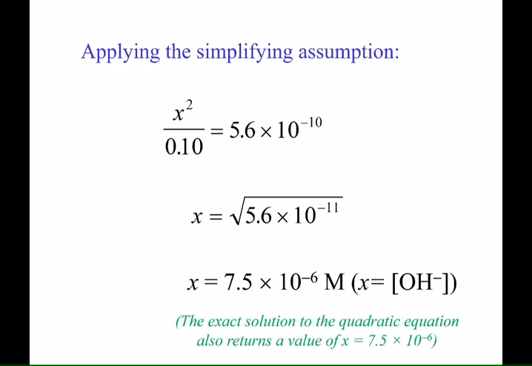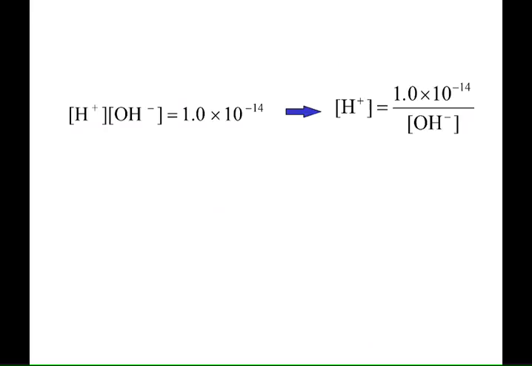Oh, I have a little thing in green that says if you were to not apply the simplifying assumption, but instead go ahead and put it in standard form and use the quadratic, you would get the same number, which is kind of nice. So let's knock out the hydroxide, and then the hydrogen ion concentration.